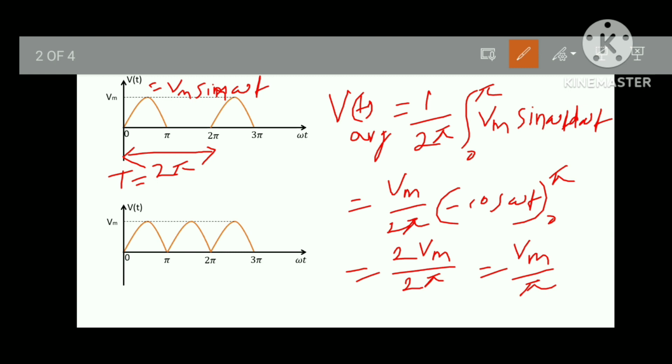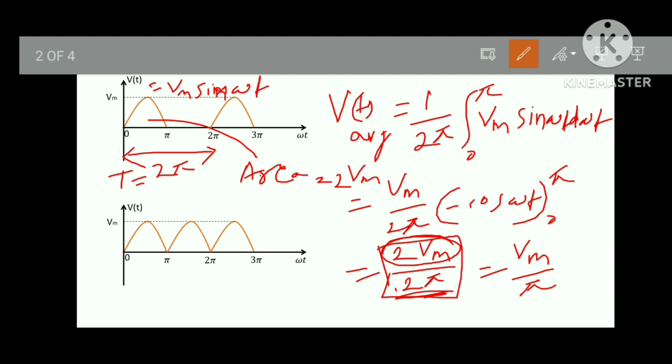If you observe here, this 2 pi is nothing but the time period, and this 2 Vm is nothing but the area of this half cycle. You can remember this: the area of a half cycle is 2 times the maximum value.